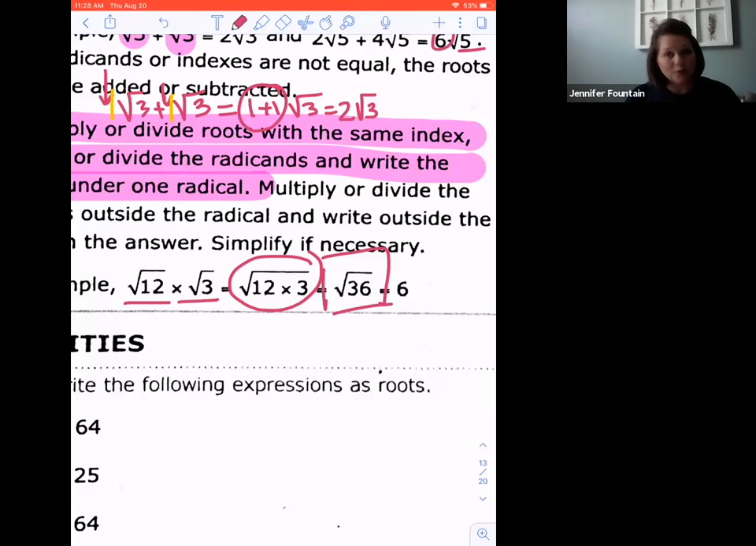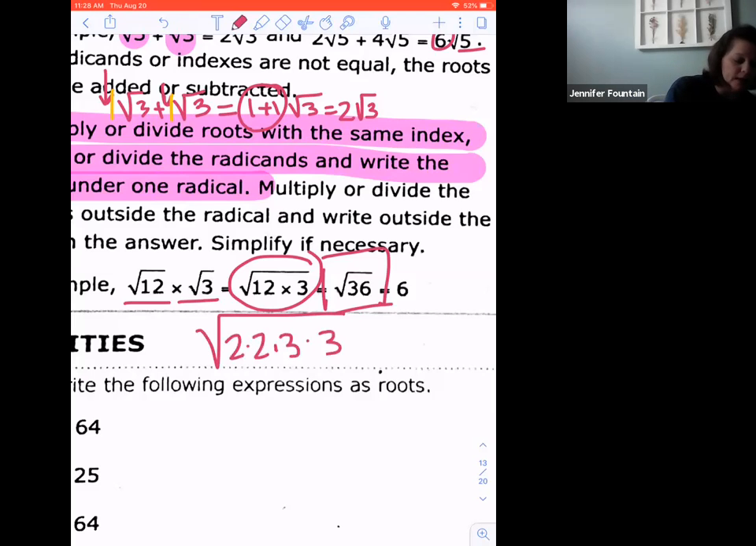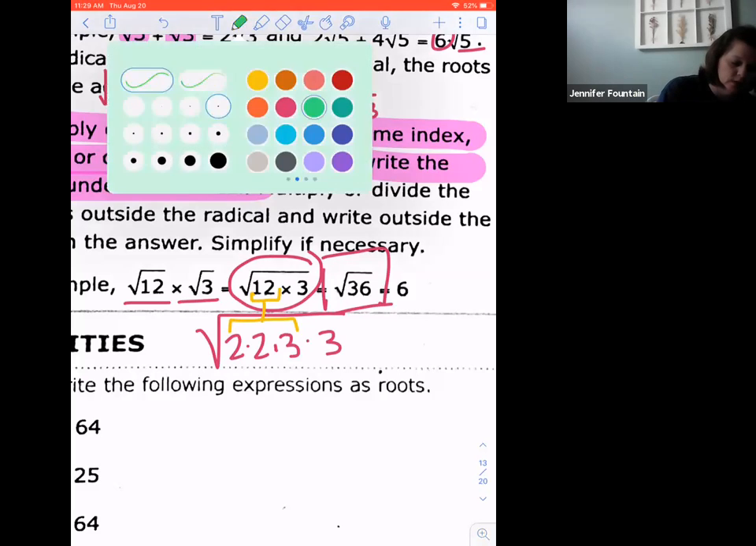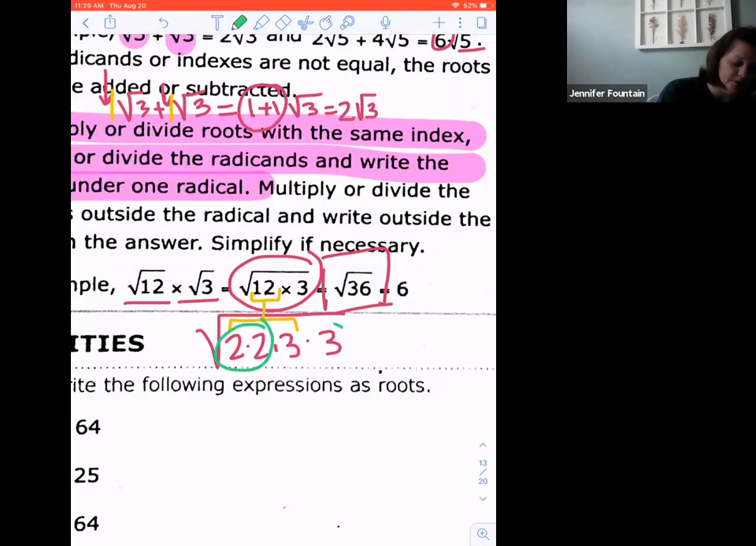Now, if these did not multiply together to make a perfect square, in this step right here, I could break down 12 as 2 times 2 times 3, and then I've got my 3 right there. So what I did here is I broke down 12 into prime factors. So if I did not know that the square root of 36 was 6, again, I would just break down into prime factors. I know that I'm going to have buddies. I've got to have 2 buddies. So then I'm able to bring those out and have 2 times 3, which is 6.